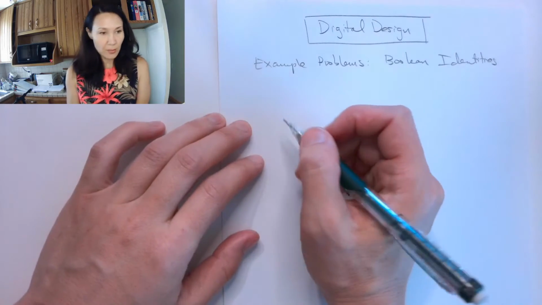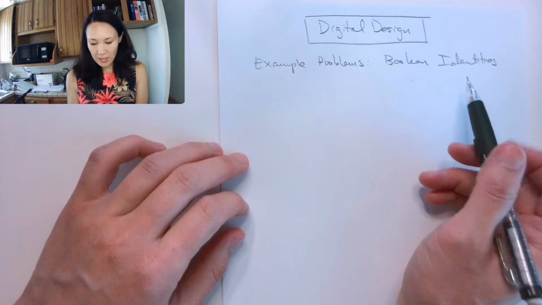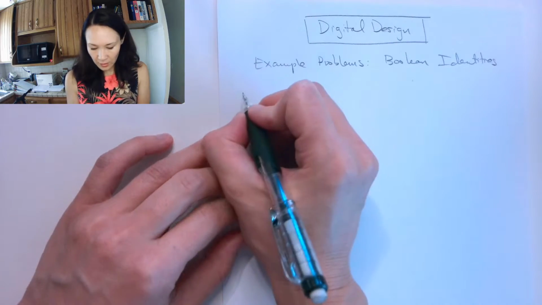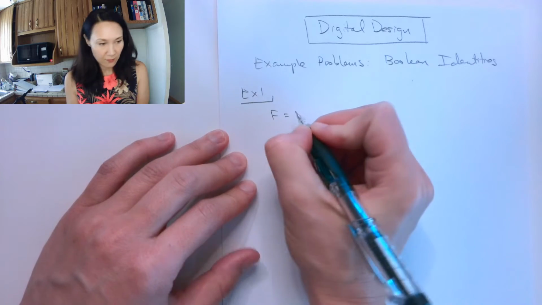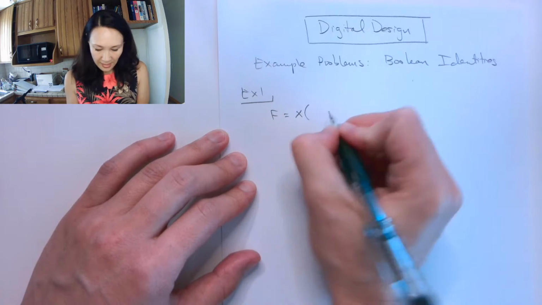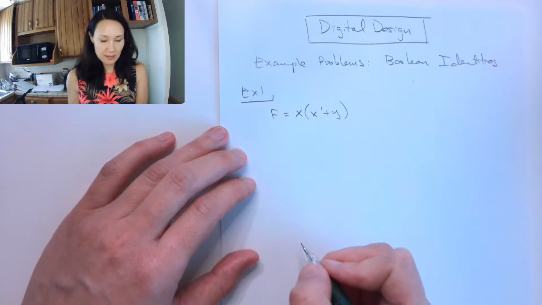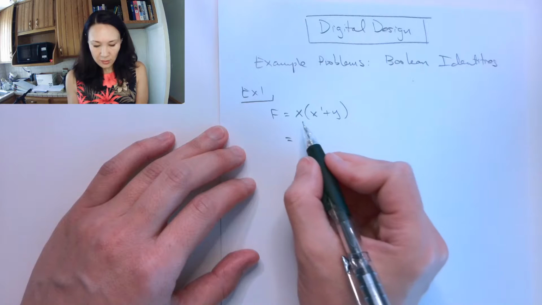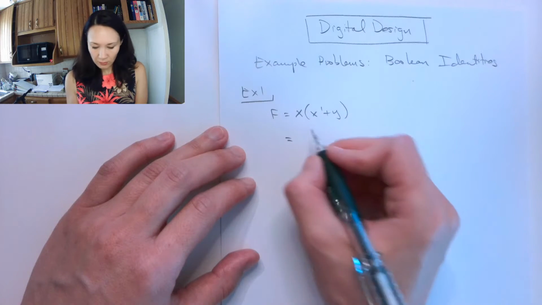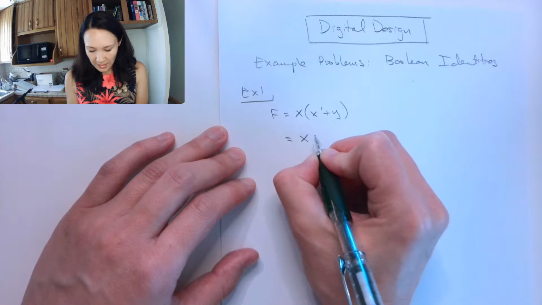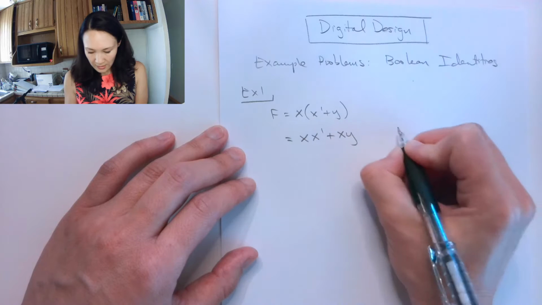Now let me do a couple examples for you to see how we use these new Boolean identities to simplify logical functions. So for the first example, suppose we have a function x ANDed with (x' or y), and we want to minimize this. Well, the first thing I'm going to do is distribute this x to everything that's inside of the parentheses here. So this gives me x AND x', or x AND y.